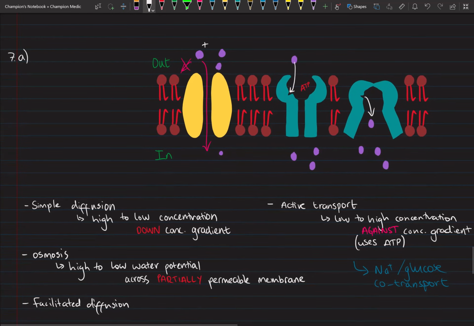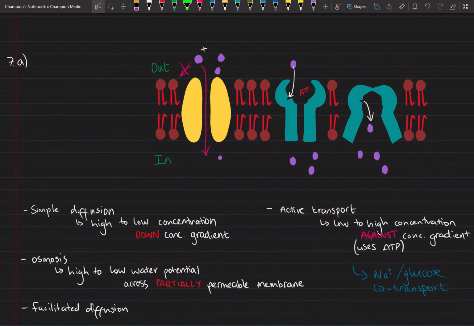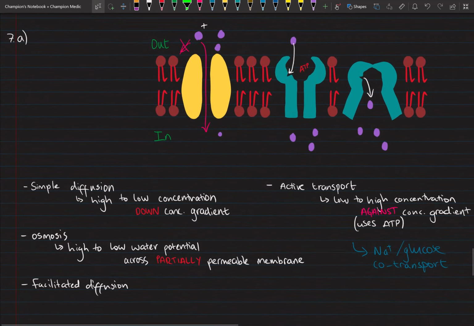Just to summarize, the way to approach this question is by dividing into 4 processes: simple diffusion, active transport, osmosis, and facilitated diffusion. The stuff that gets you the mark: the word simple diffusion gets you a mark. High to low concentration or down the concentration gradient, that's a mark. The word osmosis gets you a mark. High to low water potential gets you a mark.